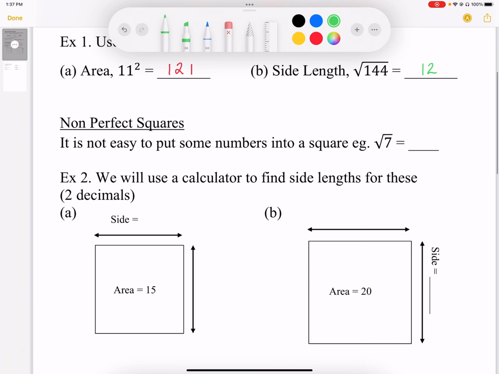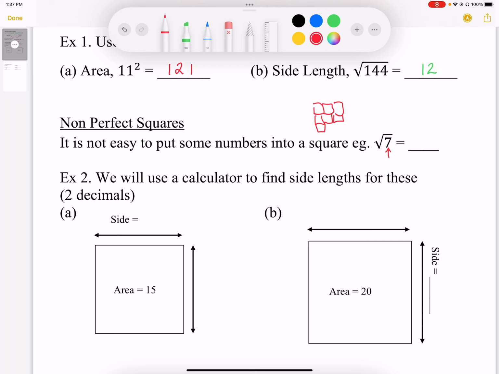Now, with a calculator, we can find the side length of non-perfect squares. So for example, if I talk about 7 as my squares, that represents the number of squares. It is really hard to make a square with 7 squares. There's 6 squares and there's 7 squares. It's hard to rearrange those squares to make one big square. So this is what we call a non-perfect square.